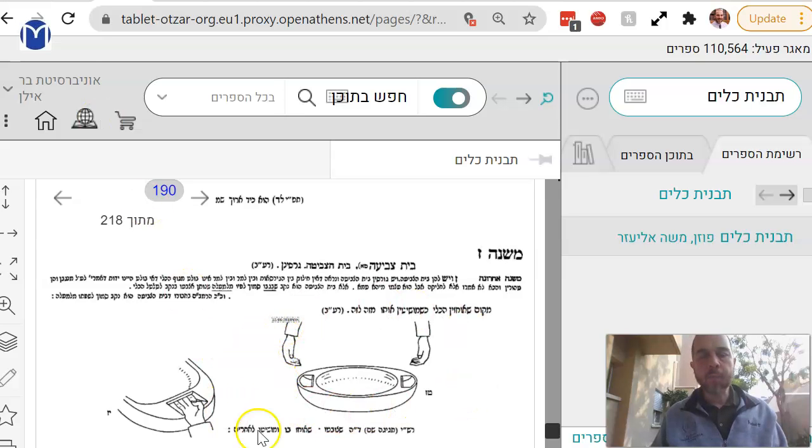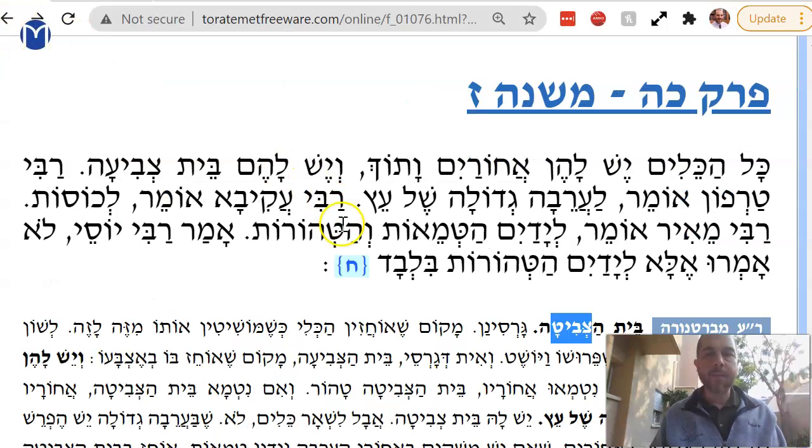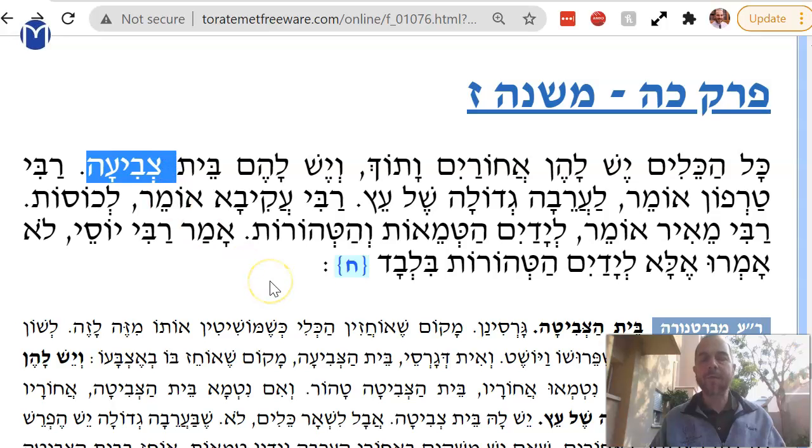So do the properties of Acharayim Vatoch apply to the Beit Tzvitah, to this handle as well? Let's read it in the Mishnah, and then we'll see what the language is based upon. Kol Keilim yeshlam Acharayim Vatoch. All these Keilim could have an Acharayim Vatoch, v'yeshlam Beit Tzvitah, and it also has this thing called the Beit Tzvitah.